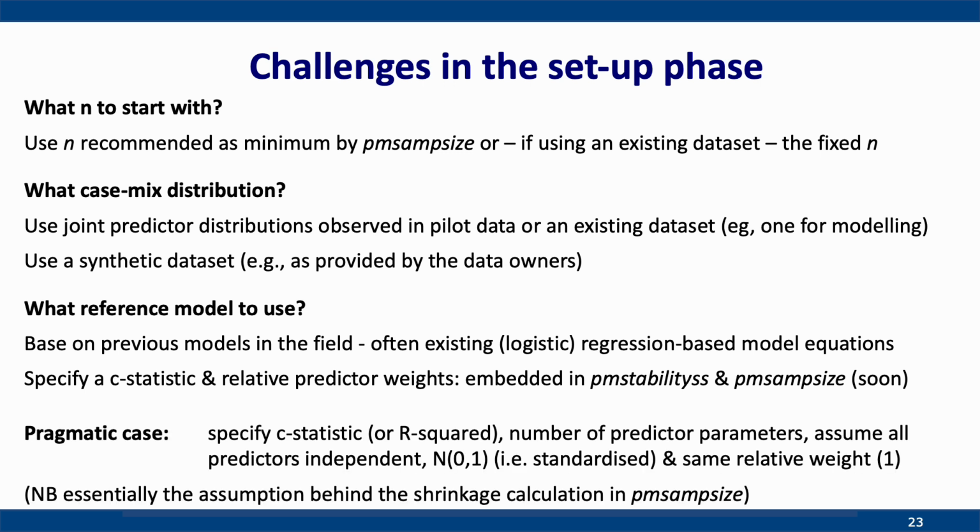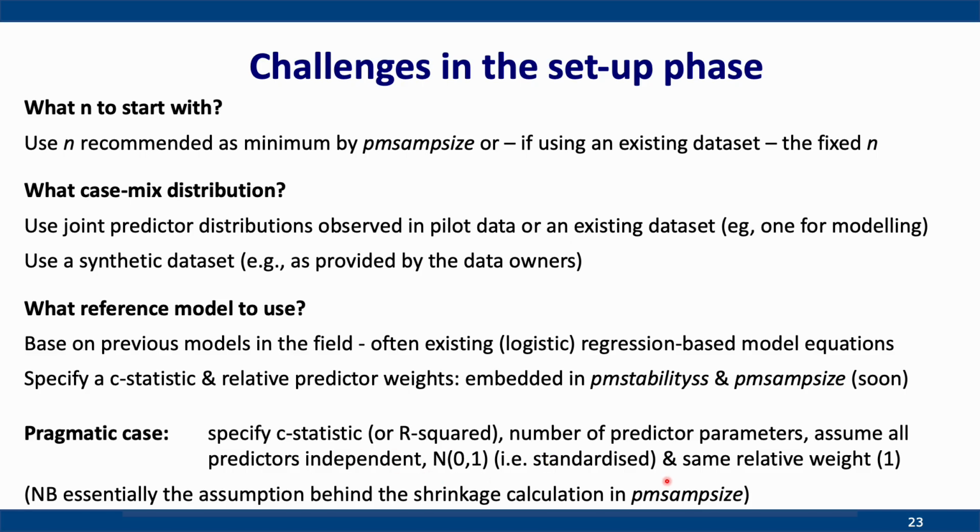In a very pragmatic case, and I think this may often be the default situation that we include in pmsampsize going forward when we extend it, you, as a user, would specify the C statistic or the R squared, which you can use to get back to the C statistic, and the number of candidate predictor parameters, and assume all predictors are independent, that they're normal 0,1, i.e. they've been standardized, and that you give them the same relative weight. And actually, this concept of standardized predictors and giving them all the same weight is not far off what's actually assumed in pmsampsize as it stands at the minute.